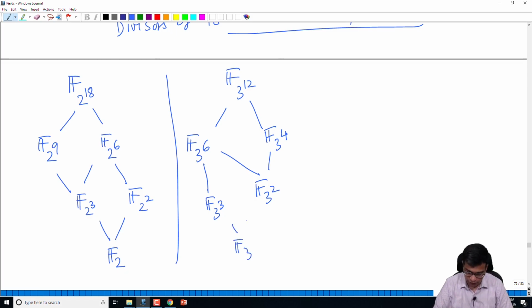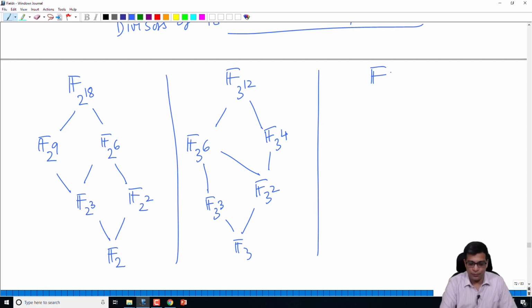And at the bottom we have F3. Right? So I hope this makes sense to you. So 3 power 3 is contained in 3 power 6, but 3 power 3 is not contained in 3 power 4. 3 squared is contained in 3 power 6 as well as 3 power 4, but not in 3 power 3. And everything is above F3.